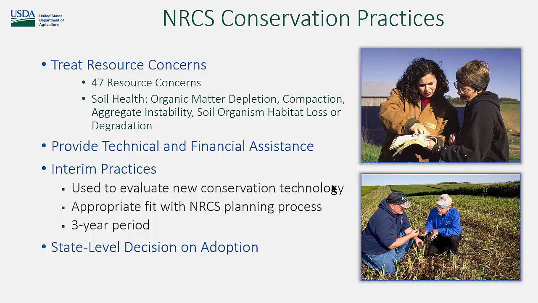So we're happy to have those 2 new resource concerns, and I think the idea that we can really help try to address soil biology and soil aggregation as part of our technical and financial assistance, I think that's really key. And so we use these standards to provide that assistance, and then we use interim practices really as a way to help evaluate what we're calling, quote, new conservation technology. So even though you could say compost and biochar are actually not new at all, which they aren't, the idea is, how do they fit within NRCS and our planning process?